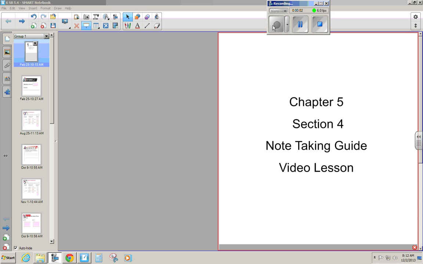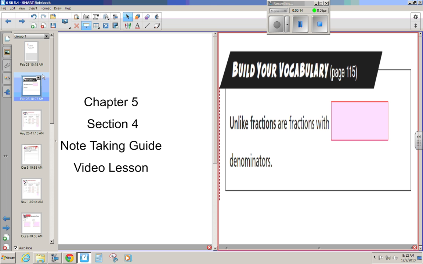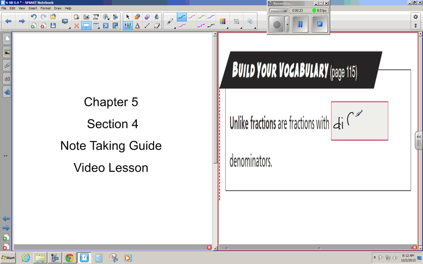Welcome back, Chapter 5, Section 4, entitled Adding and Subtracting Fractions with Unlike Denominators. So we just got done last section dealing with adding like fractions. Now we're going to deal with unlike fractions. The unlike fractions are fractions with different denominators. So that's like 1/3, 1/2, 1/4, 10/8, and so on. All those denominators are different.